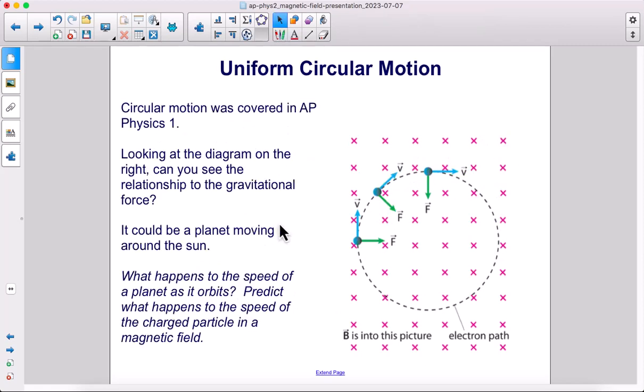Circular motion was covered in AP Physics 1. Looking at the diagram on the right, can you see the relationship to the gravitational force? This could be the picture of a planet moving around the sun. What happens to the speed of a planet as it orbits? Predict what happens to the speed of the charged particle in a magnetic field.